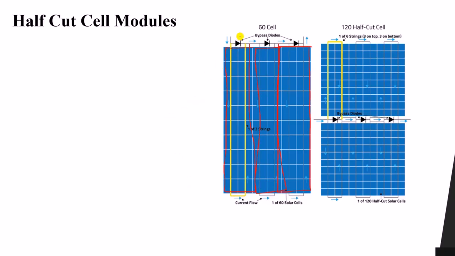So for example, if we have a shading effect here on this panel, then this bypass diode will start working and bypass this string. So in this case, what will happen? We will lose 1/3 of our power. We have here 60 cells and we will lose 1/3 of the power, because if we have shading here, this bypass will work and cancel this string.